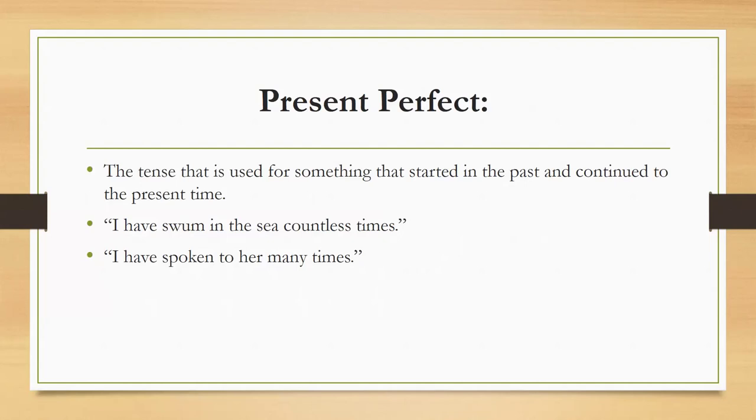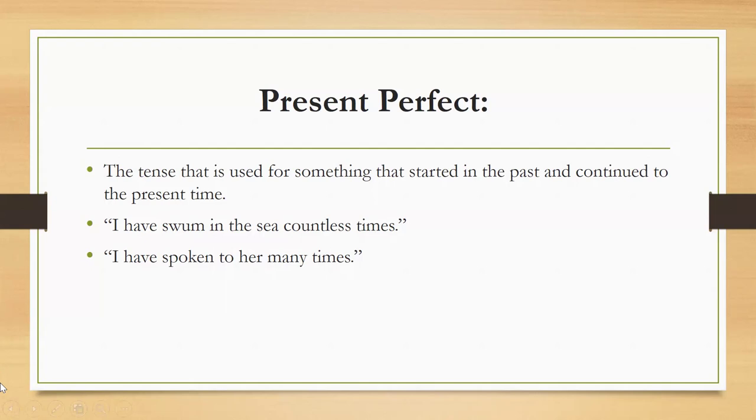Then we have present perfect. Still talking about present tense. We have seen present simple. We have seen present continuous. And we are looking at present perfect tense. The tense that is used for something that started in the past and continued to the present time. It has started in the past, but it is continuing in the present time. It has not ended. If at the time you were speaking, it has ended, it is no longer present perfect. It becomes a past tense. But if the action is still continuing, it started previously and is still continuing, it becomes present perfect tense.